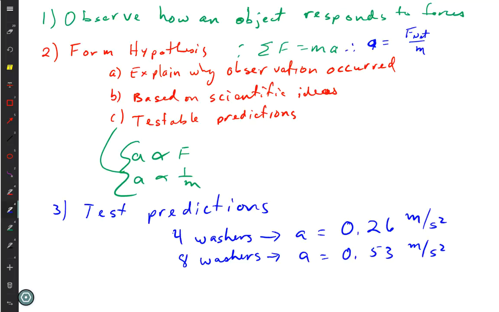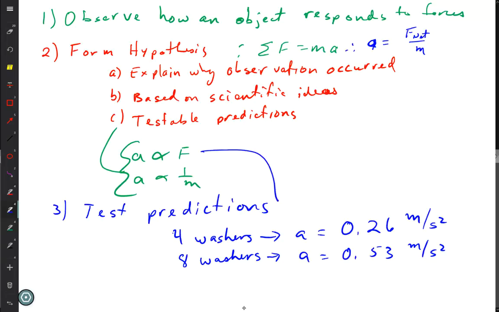Now, one test is not conclusive, right? But it passed the first test. Because you doubled the number of washers, you're doubling the mass, doubling the weight, doubling the force, and it doubled the acceleration. So it passed this test. So that was the first one. The second one, I didn't measure the acceleration for because I was confident at that point.